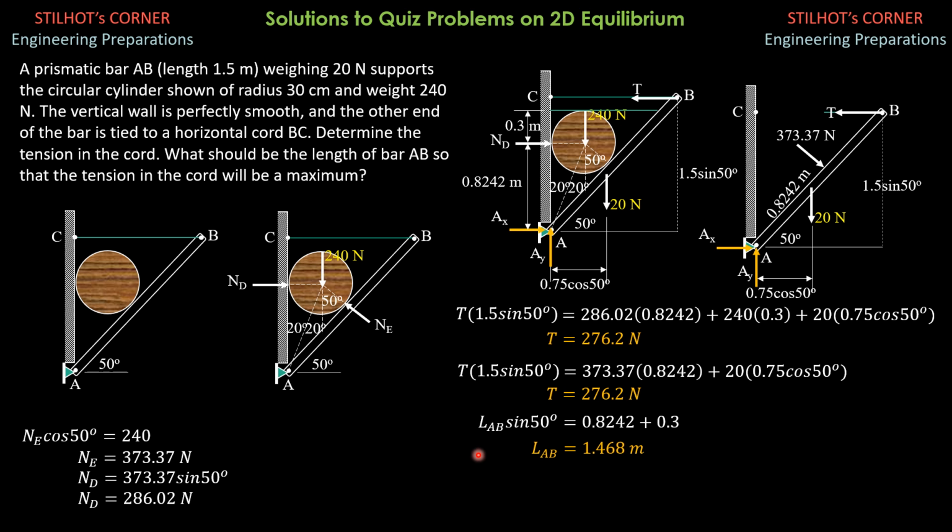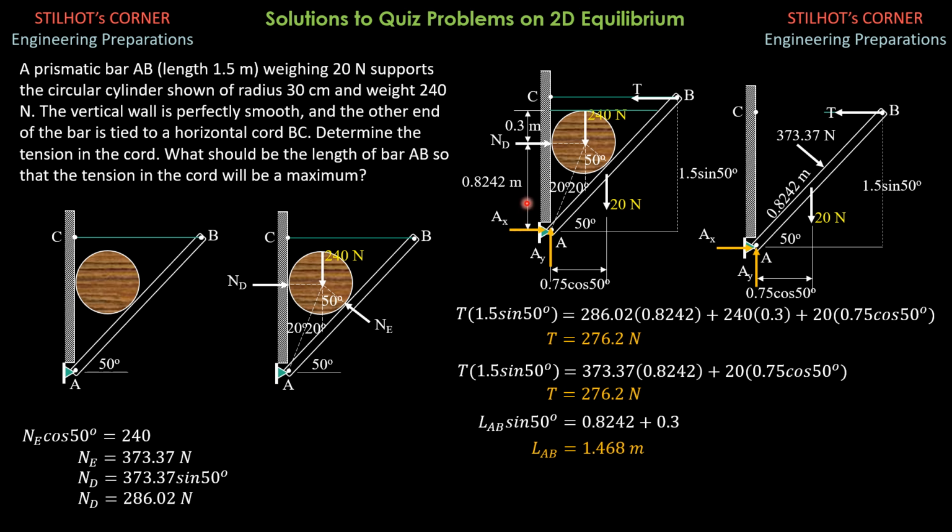And for the minimum length of AB so that the tension in the cord will be a maximum: the tension in the cord is maximum if its perpendicular distance is the smallest, so that T times the smallest distance equals the moment, then T is moment over smallest distance, and that would be maximum. So that's the idea, and for that to be maximum, it will just be tangent to the top surface of the cylinder. It touches gently.